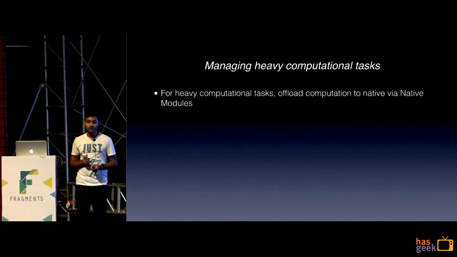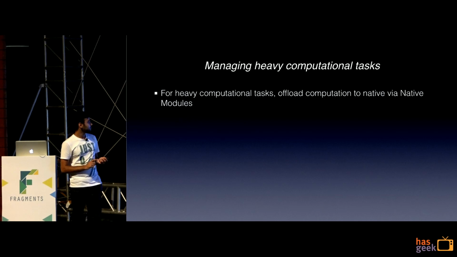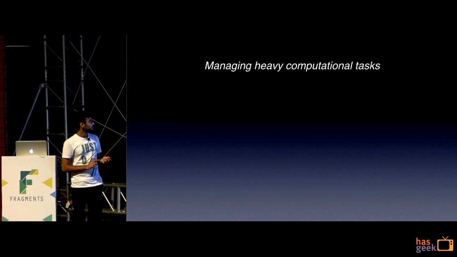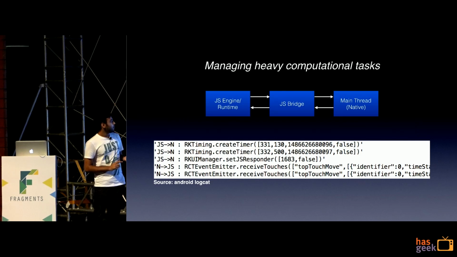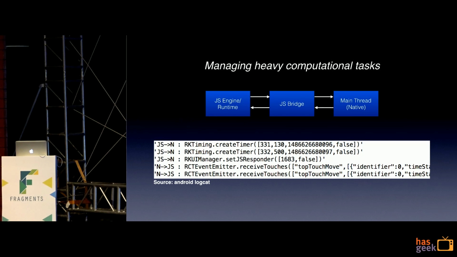Yeah, so for any heavy computational task, what you have to do is pass it on to native: these are the arguments, you compute this entire thing and then pass me back the result. The way you do it is via native modules. Now what are native modules? If you see here, RKTiming and RCTEventEmitter, these are actually native modules. You can consider them as native modules.